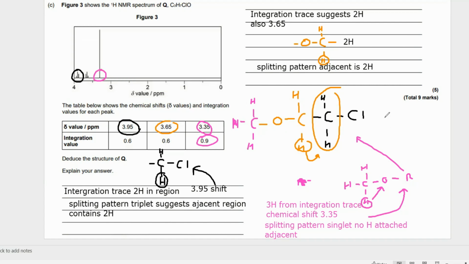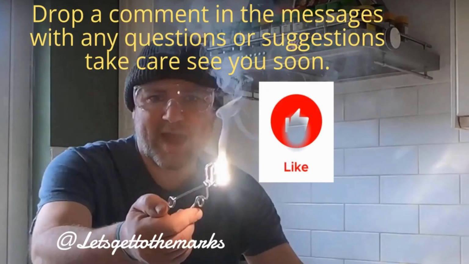Now, you don't need to name this molecule. I put the name up there, but it's not on the spec. It's an ether. But you do need to draw out the structural formula or display formula, and you can get 4 marks just explaining each stage.